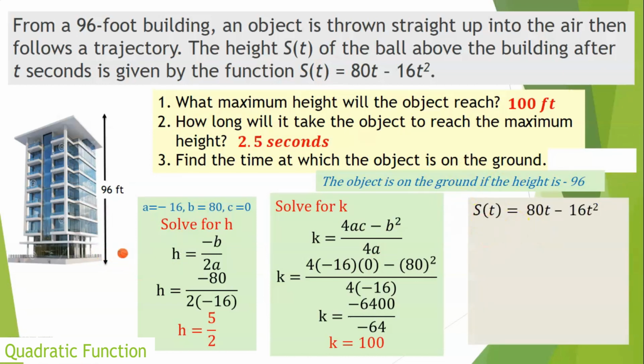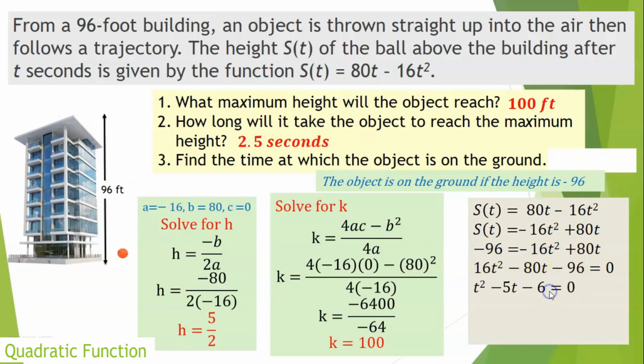So S of t equals negative 96. Let's rewrite this in standard form. Simplify and transfer terms: 16t squared minus 80t minus 96. Divide the entire equation by 16, and we end up with this. Factors of 6 that give us 5 are minus 6 and plus 1. Therefore, the values for t here are 6 and negative 1.